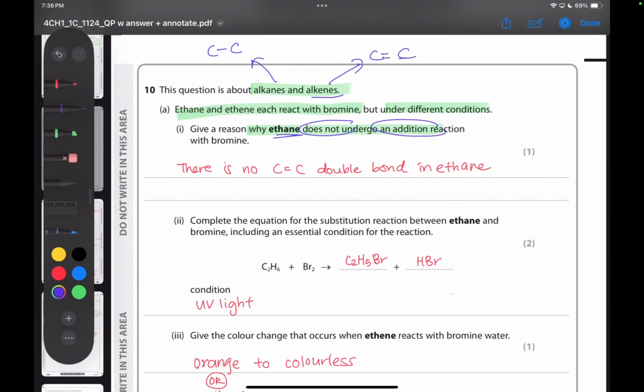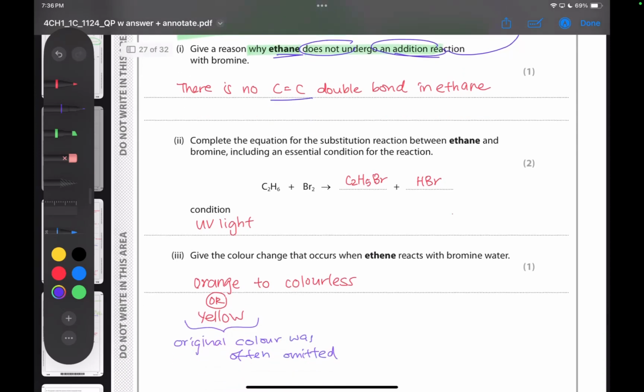Addition reaction is only reserved for the alkene family because the alkene family has the double bond that can open up and add in new things. So with ethane here, there is no CC double bond, so there is no addition reaction. Okay, next one for part 2.